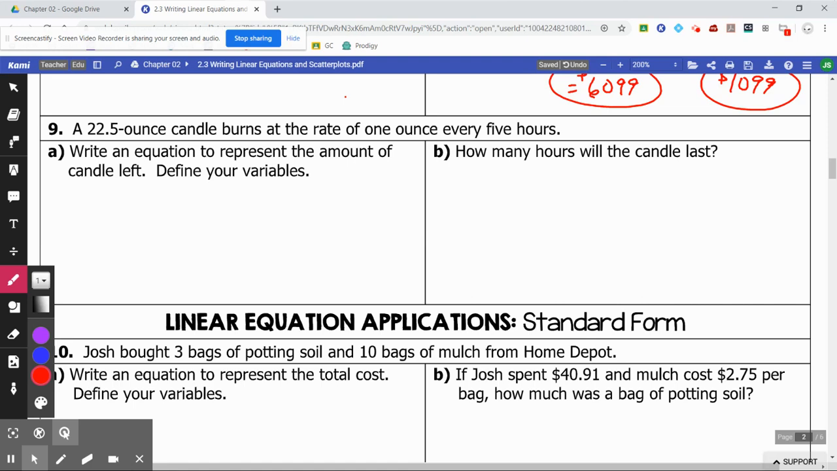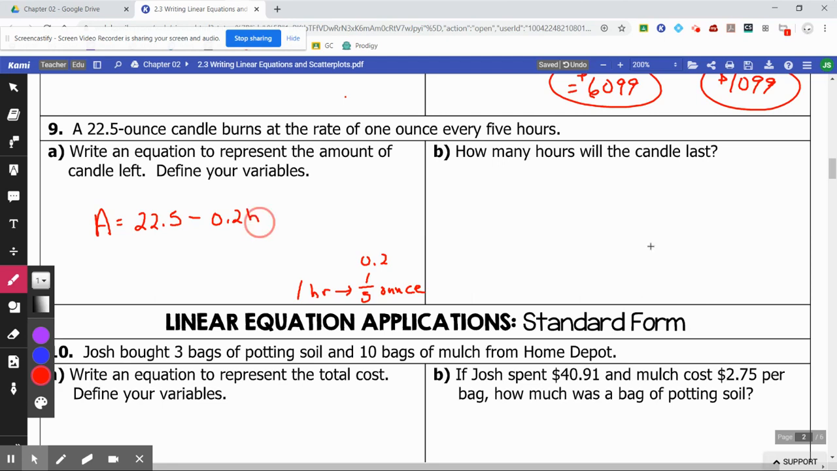The next one says that a 22.5 ounce candle burns at a rate of 1 ounce every 5 hours. Write an equation to represent the amount of candle left. So the amount left, we'll call it A. We're going to start with 22.5, and let's write this to where it makes more sense. We're going to go down. We're going to subtract off 1 ounce every 5 hours. So if it's 1 ounce every 5 hours, that means that for every 1 hour, 1/5 of an ounce would be burned. So therefore, we got 1/5, that's going to be 0.2. So we're going to subtract off 0.2 ounces per hour.